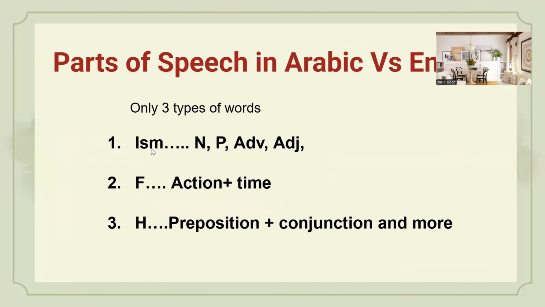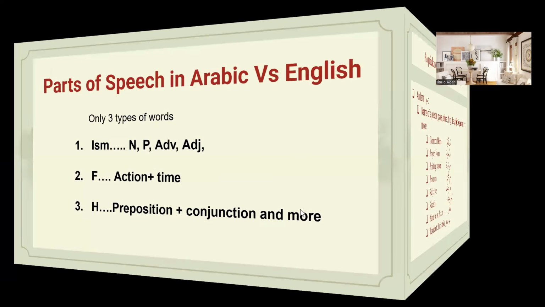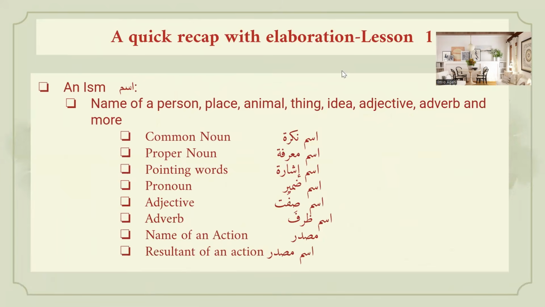Same, like in Arabic ism includes noun, pronoun, adverb, adjective, and ideas. And Arabic word fail tells us action plus time. And harf, we just saw, like preposition are harf. There are conjunctions like and, or, then, if. So these are conjunctions. They are also harf. And there are so many types of harf. Inshallah, you will learn in other lessons. Okay.